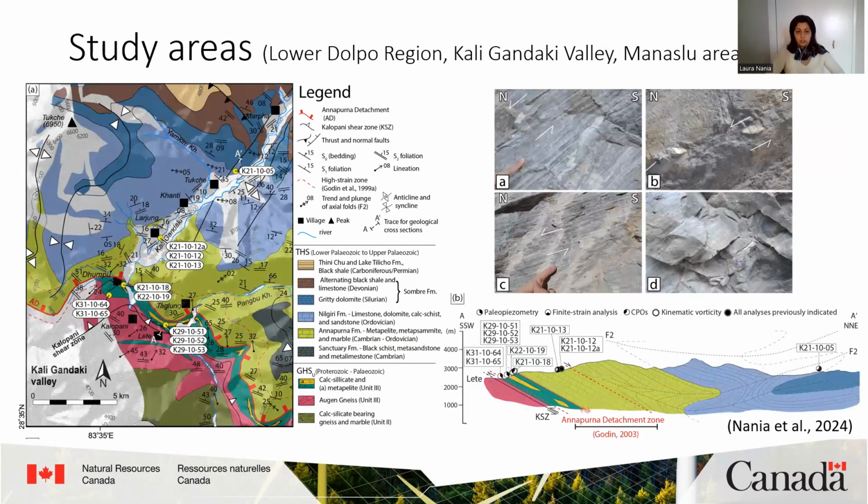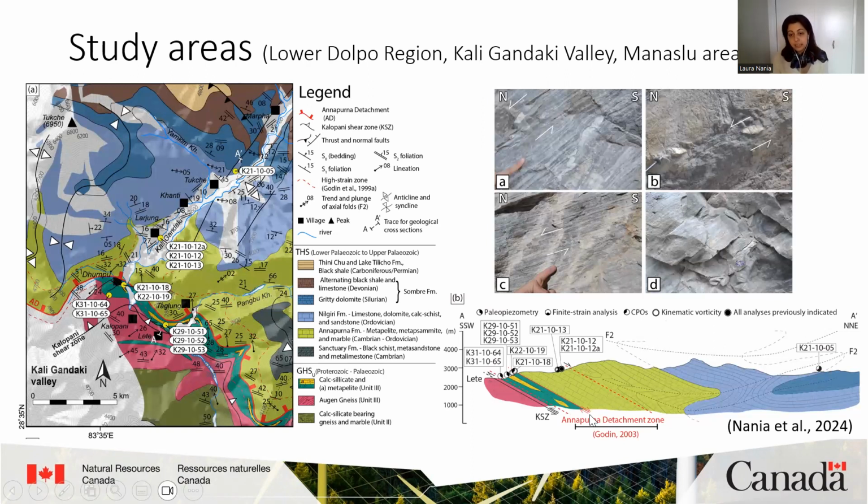So I will just go back to one of the study areas. I'm showing here the Kali Gandaki Valley because it is maybe the most famous in the world. It's one of the deepest gorges in the world. But this is just to say that the other areas really share similar properties. In this case, we have marbles, like in the picture here on the top right.